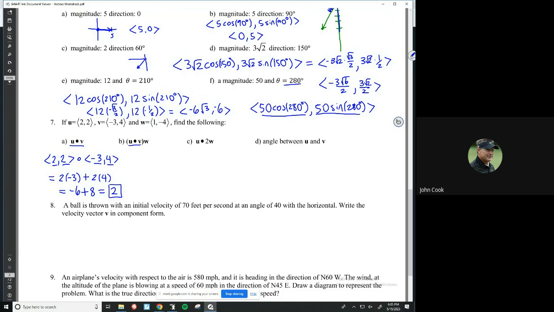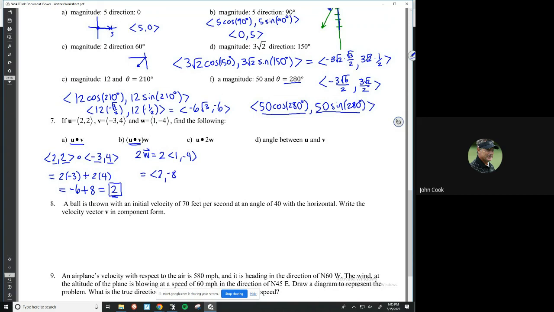So we already ended up doing u dot v. We got 2. So this turns into 2 times w, the vector. And so that's going to be 2 times w, which is 1, negative 4. So what do we get there? If we just distribute that in, that's 2 comma negative 8. So there's our answer for that one. And how did I get 2? Well, remember, I did this work just a second ago. It's the same thing. Okay, next up, C.